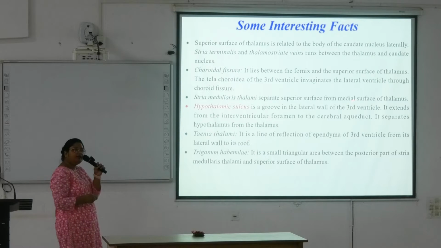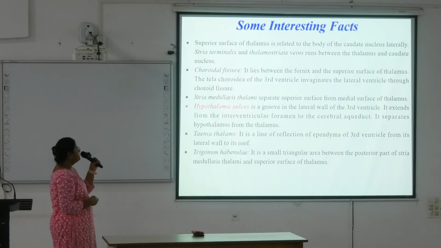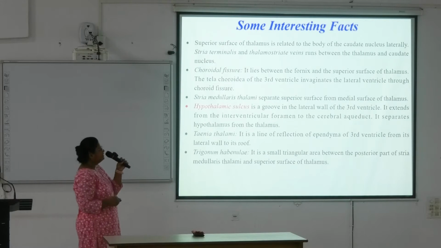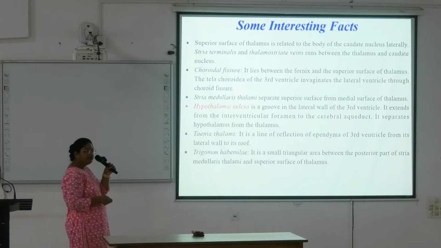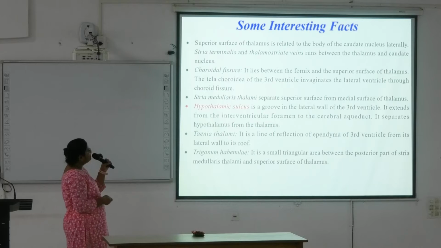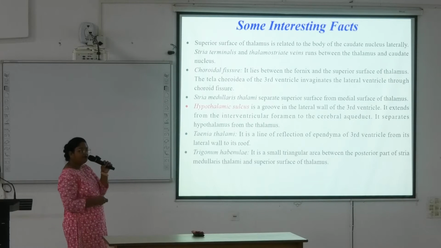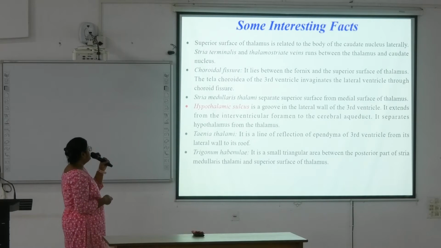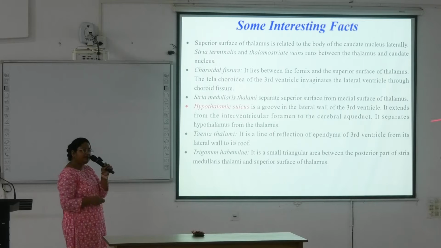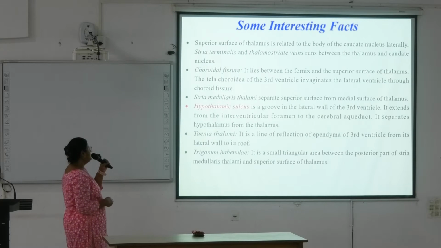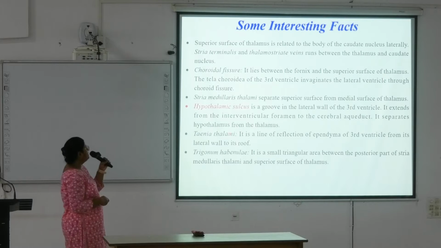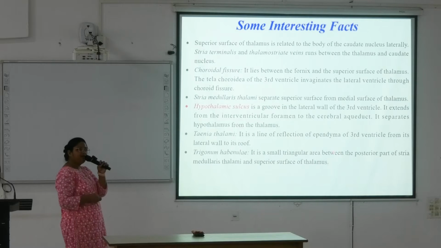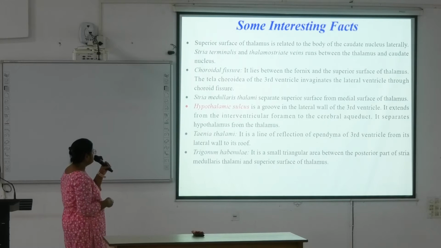Next is hypothalamic sulcus. You have seen it. It is a groove in the lateral wall of third ventricle, extends from interventricular foramen to aqueduct of Sylvius. It separates hypothalamus from the thalamus. Thalamus above, hypothalamus below. Taenia thalami. What is taenia thalami? It is a line of reflection of ependyma of third ventricle from its lateral wall to its roof. Okay, this is known as taenia thalami.